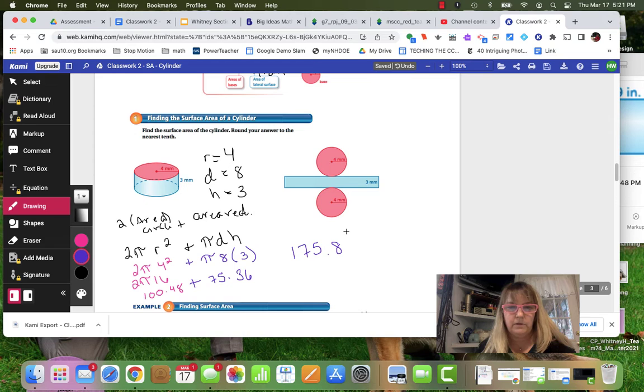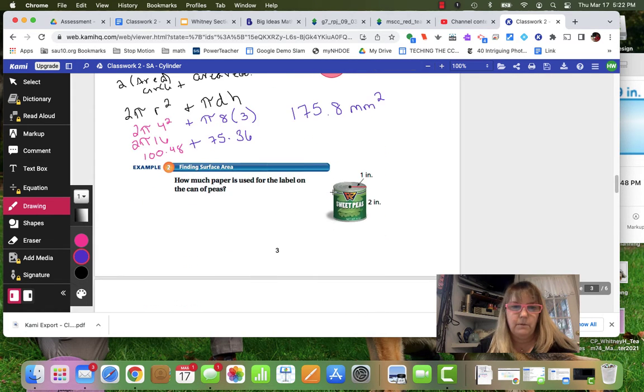Actually, it says round to the nearest tenth. So 175.8 millimeters, and since I'm finding area, they're squared. So no memorization. You just need to know the area of a circle and the area of a rectangle. Those are kind of important ones you need to memorize.